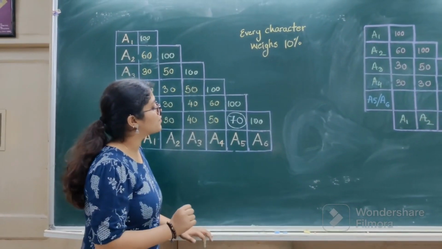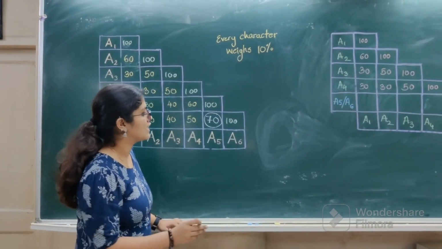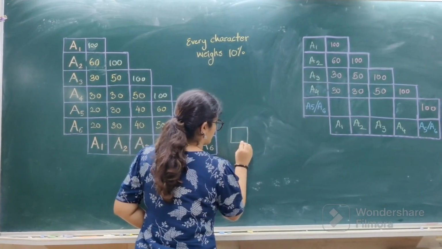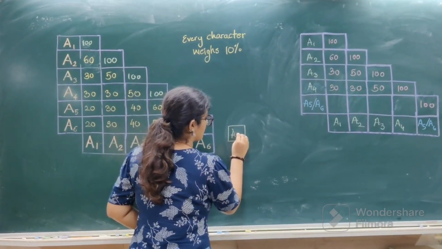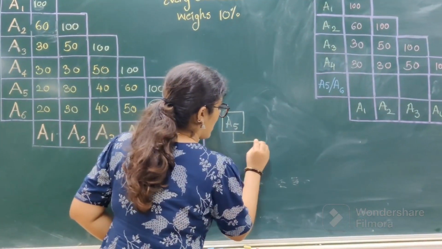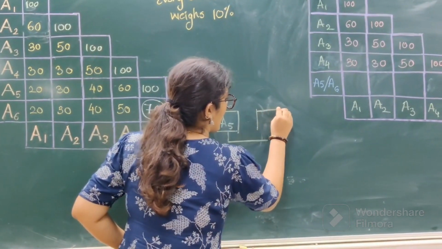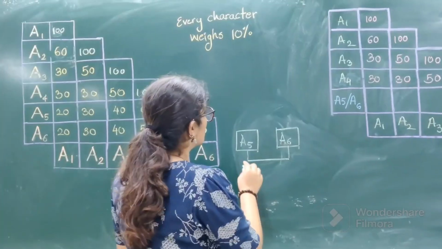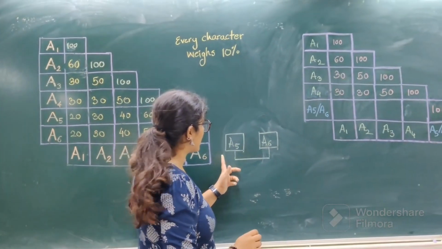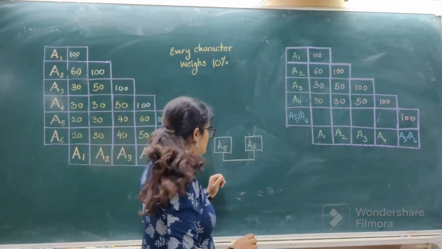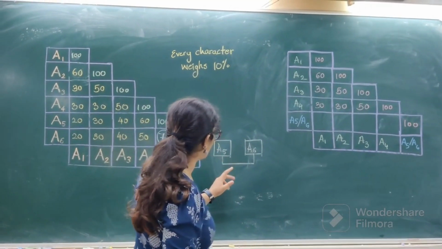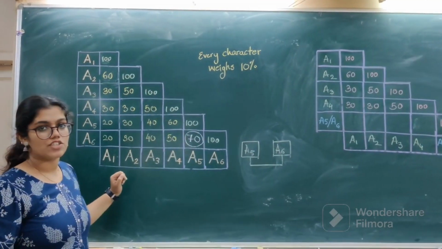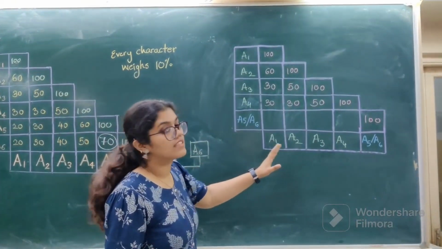We can start drawing our phylogenetic tree. So, A5 and A6. Here we can see that A5 and A6 are more similar. Now, we compare these two microorganisms with other bacterial species. The rest of the matrix remains the same.